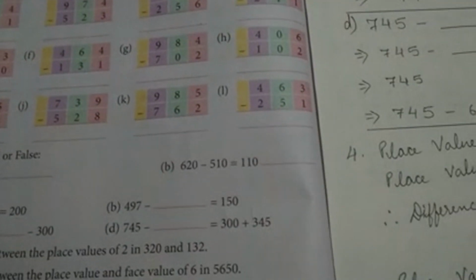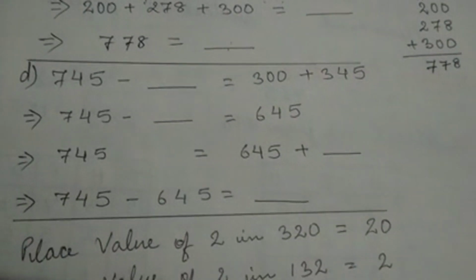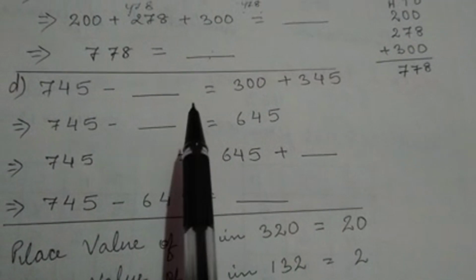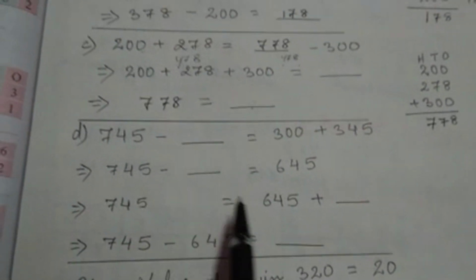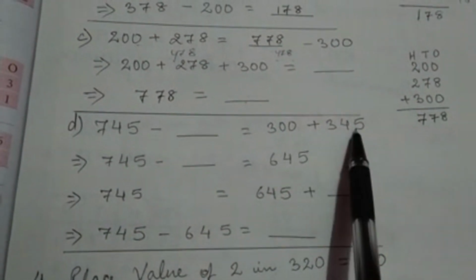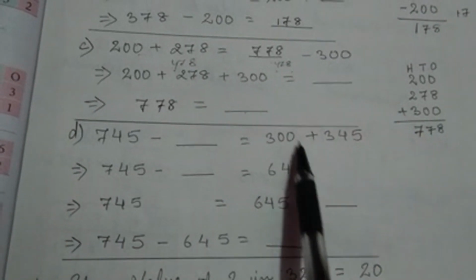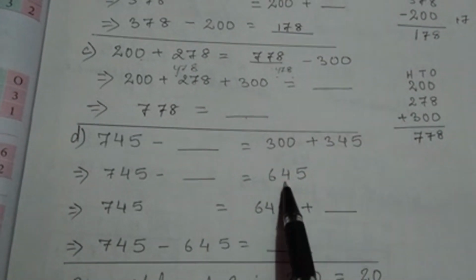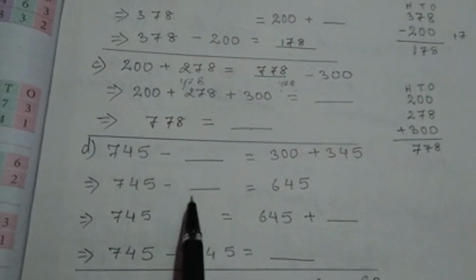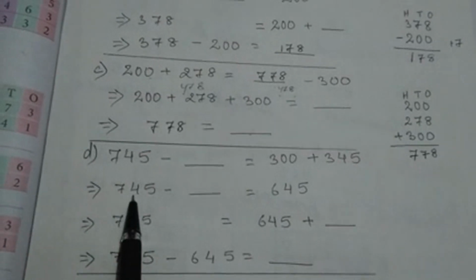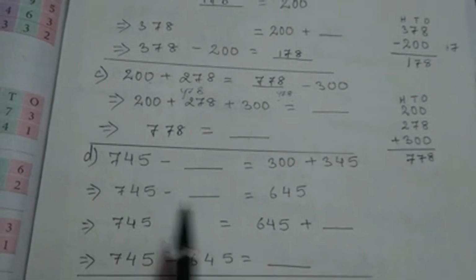745 minus dash is equal to 300 plus 345. This is the same way we are going to solve here. 745 minus dash is equal to 300 plus 345. Now I have added here. This is very simple since the zeros are here. 5 plus 0 is 5. 4 plus 0 is 4 and 3 plus 3 is 6. Okay. Now this empty space, plain empty space is here. Now this 745 we have just copied. We have to be careful in copying.